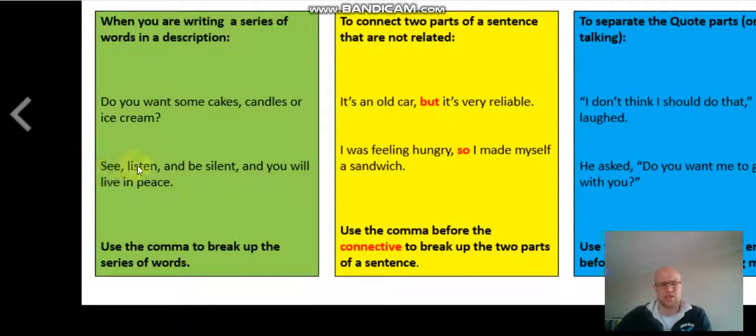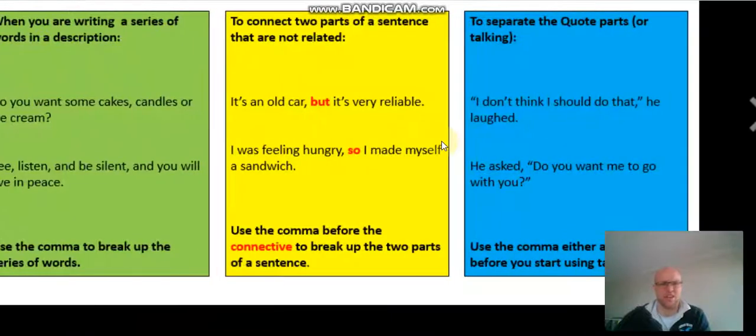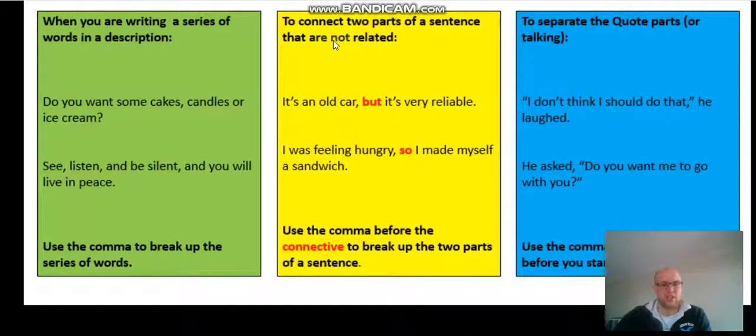Down this one, see, listen, and be silent, and you will live in peace. So this is actually an interesting one because it connects to the yellow as well, which I'll show you. But again, 3 things: see, listen, and be silent, and you will live in peace. That's a common one, eh? Now this is interesting, this next one.